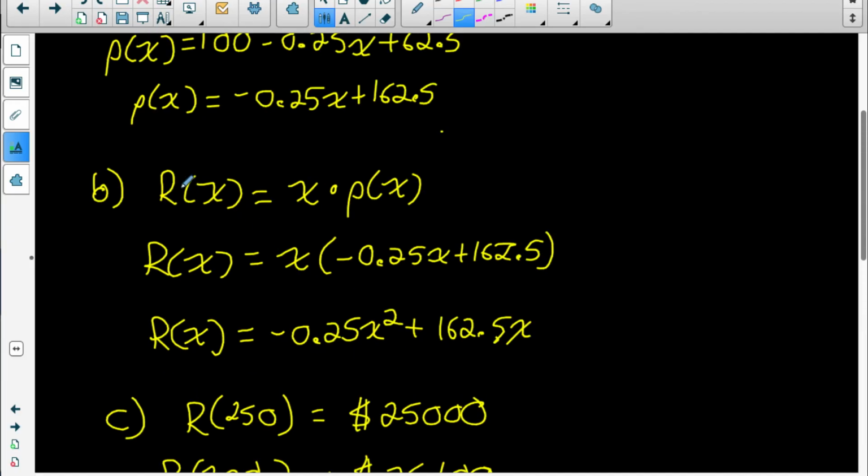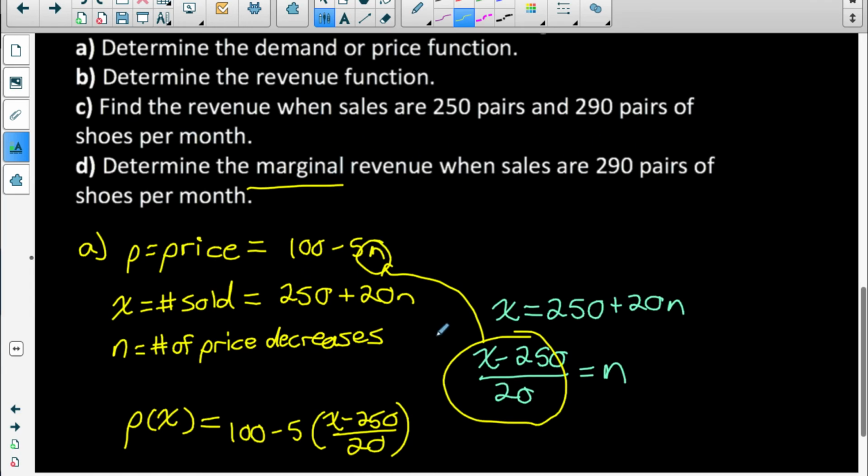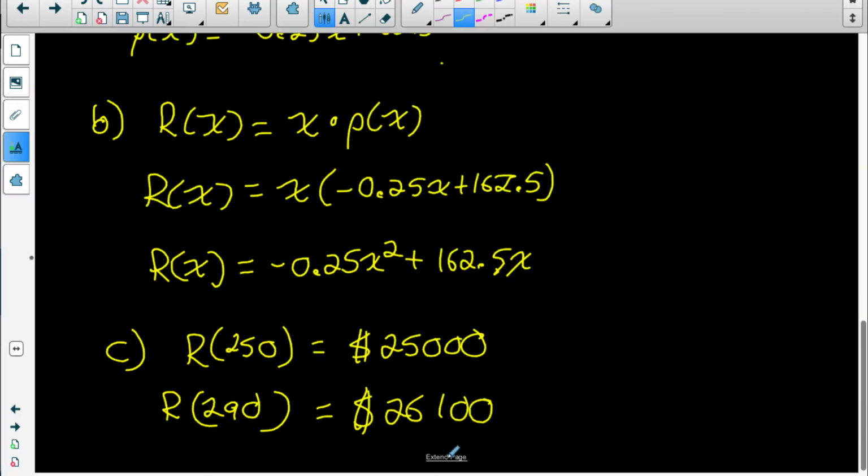Part D asks me to calculate marginal revenue. When you see the word marginal, make sure you understand that means the rate of change of the revenue, which we can use the derivative for. So determine the marginal revenue at 290. So I need to find the value of the derivative at 290.